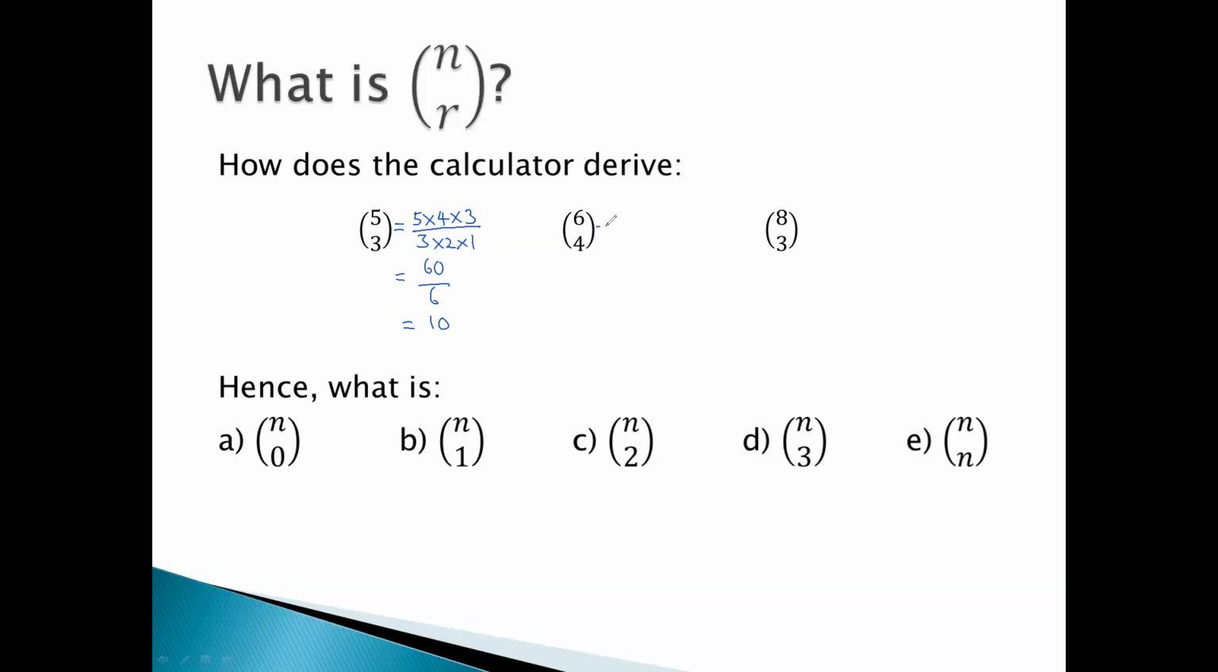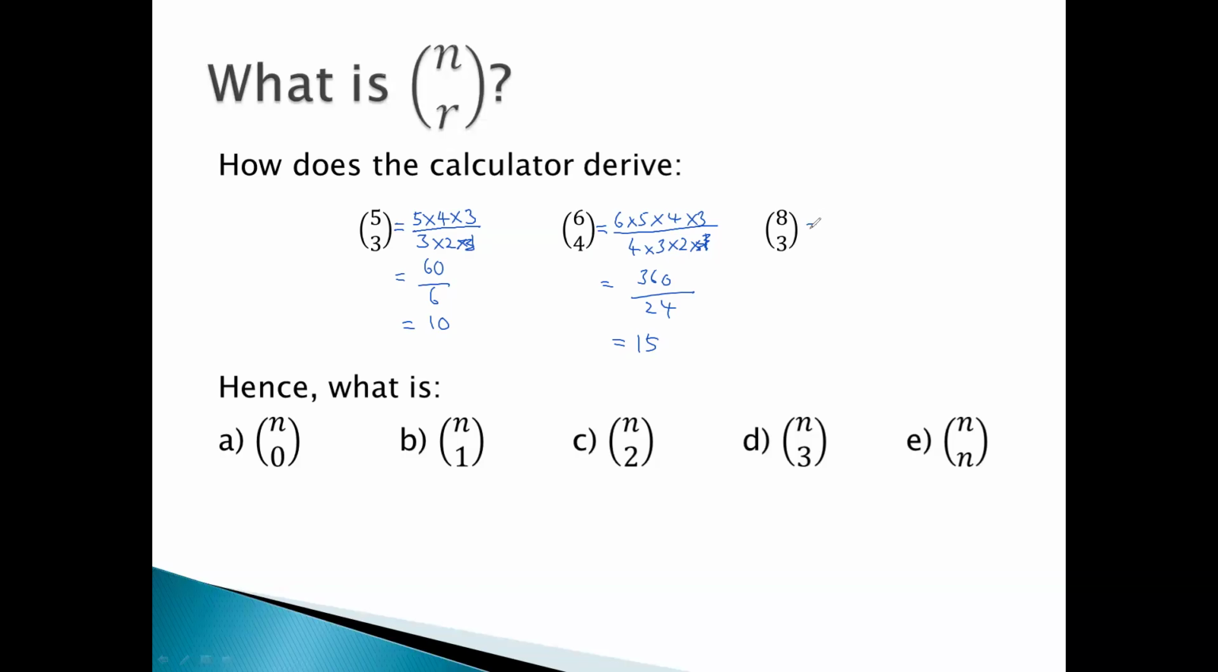Okay, now 6 choose 4. How many times must I multiply? 4 times, right? Because the bottom number is 4. So 6 times 5 times 4 times 3 over 4 times 3 times 2 times 1. Usually nobody writes this 1 anymore, okay? So I don't even have to write it. So 6 times 4 times 5 times 3 is 360 over 24, right? And 360 divided by 24 is 15. And if we use our calculator and try 6 choose 4, we should get 15.